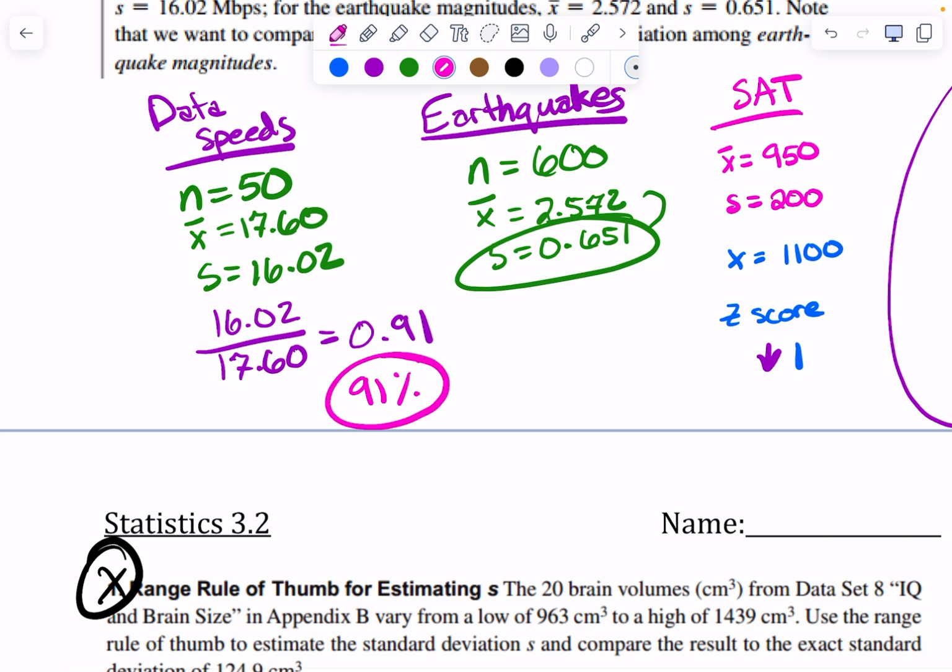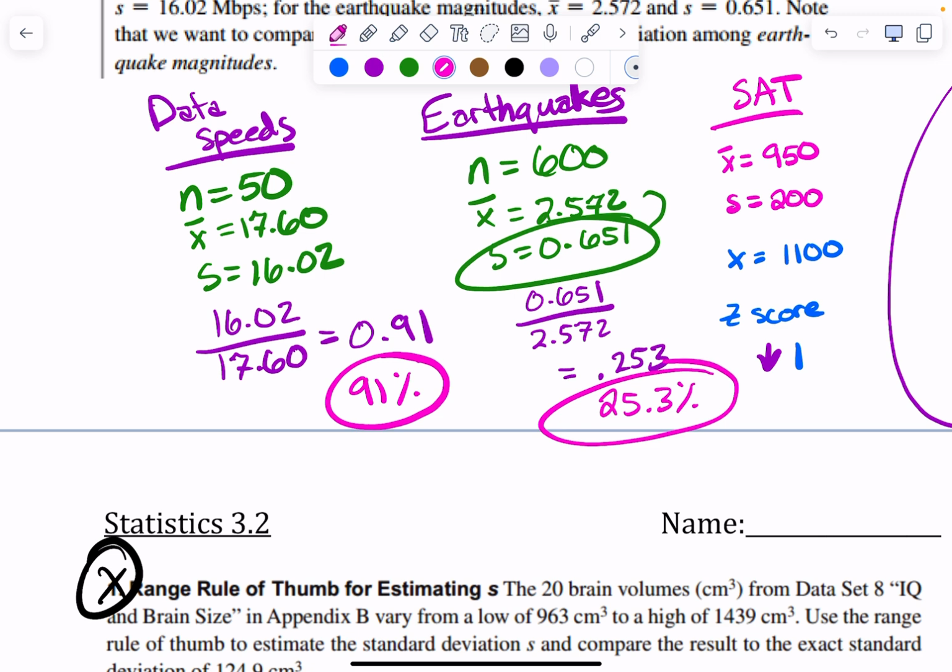91% variation versus this one. If I take 0.651 and divide by 2.572, I get 0.253, which is 25.3% variation.